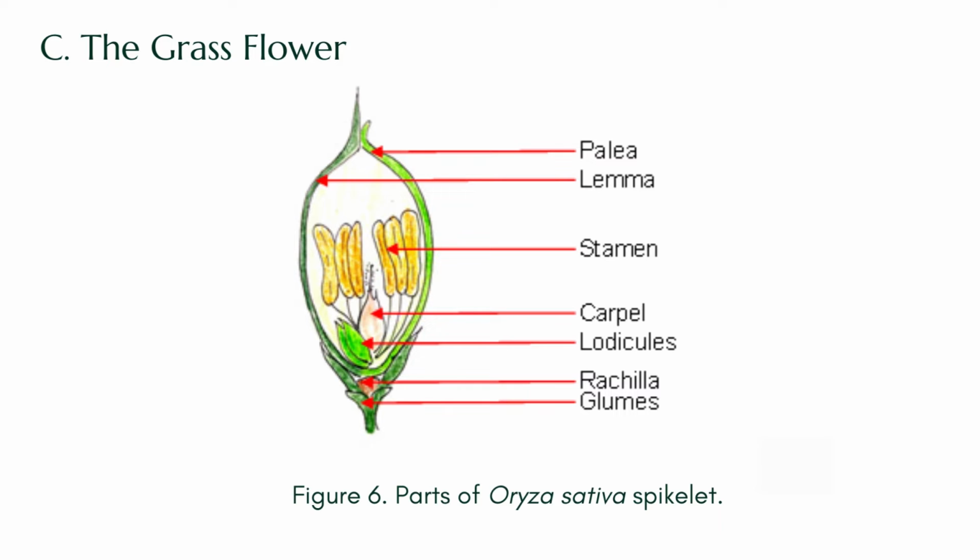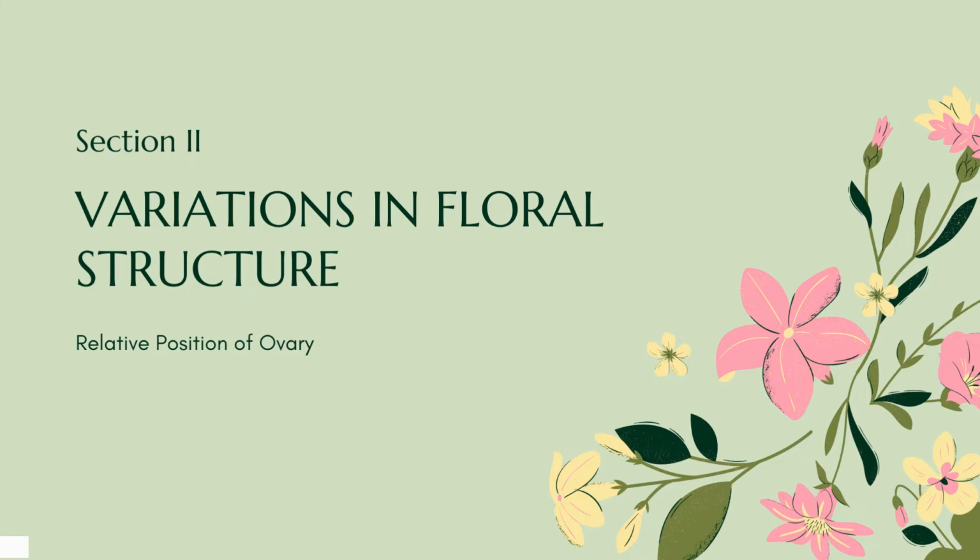The lemma, which is often awned, has a hair-like or bristle-like appendage on a larger structure, and the palea. Immediately above the palea are 2 scales known as lodicules. Basically, the grass flower has 2 fused carpels and 3 stamens. Section 2 pertains to the variations in floral structures, which is about the relative positions of the ovary.